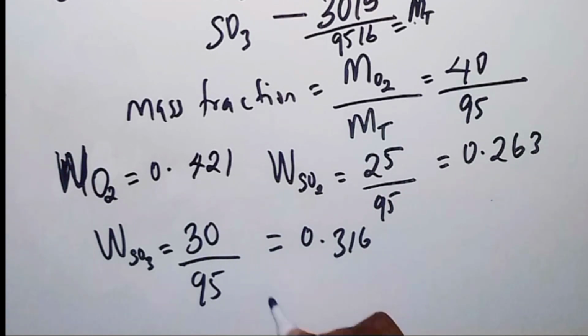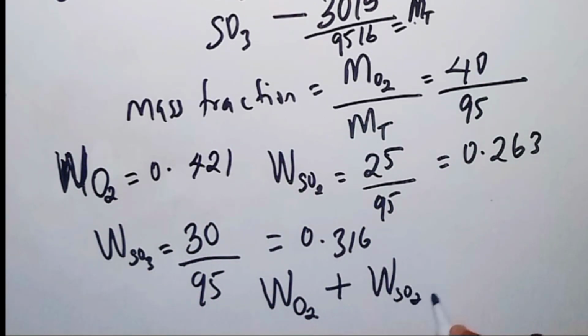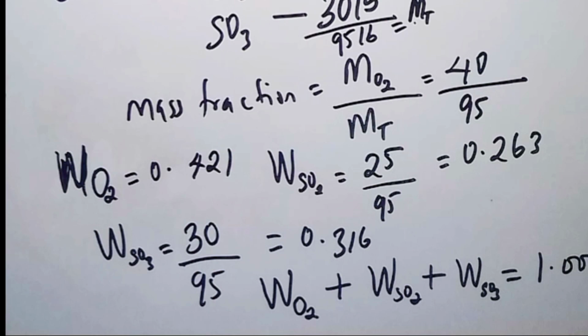At the end of the day, the sum of our mass fraction for oxygen plus mass fraction for SO2 plus mass fraction of SO3 must be equal to 1. We can sum this up and see if we get 1. So this is how to calculate the mass fraction of a mixture.